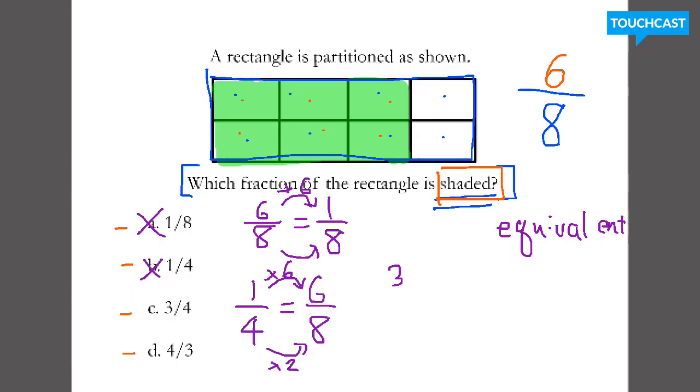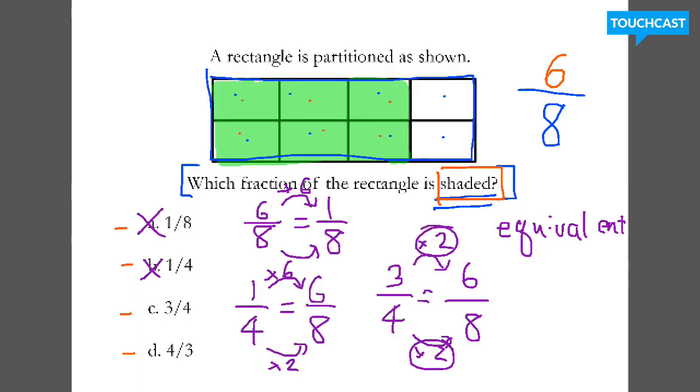Alright, next, 3/4 equals 6/8. How do I get from 3 to 6? Times 2. How do I get from 4 to 8? Times 2. Oh, we have a match. That's definitely a possibility. Now, 6/8 and 4/3. How do I get from 6 to 4? Can't really do that. How do I get from 8 to 3? Can't really do that either. So the best answer, the equivalent, is 3/4. Another way you can do it is to draw fraction bars. Some of you may have done that.